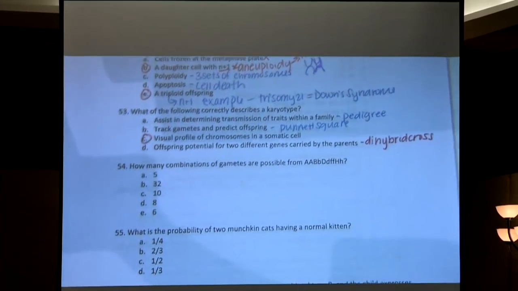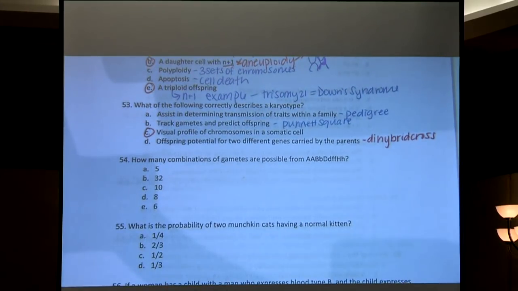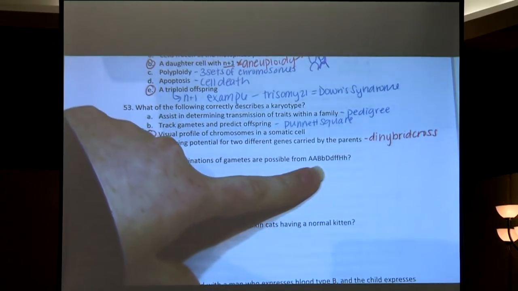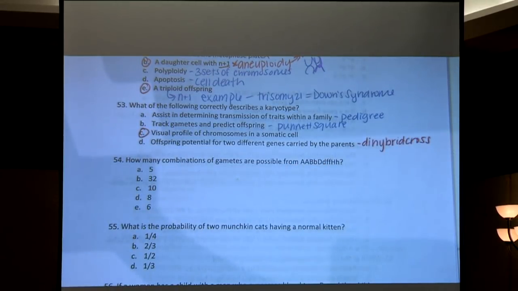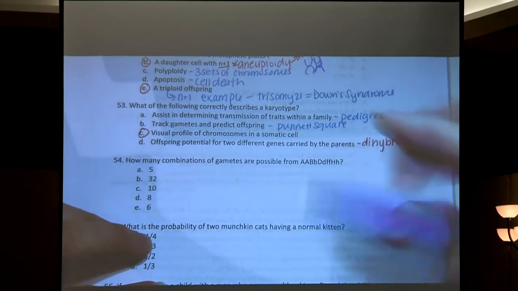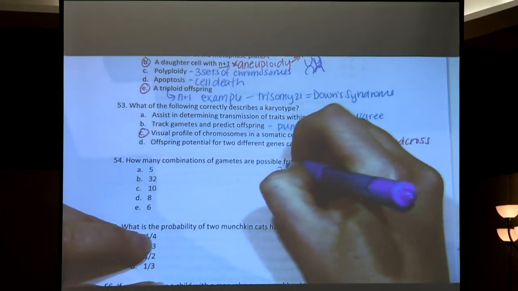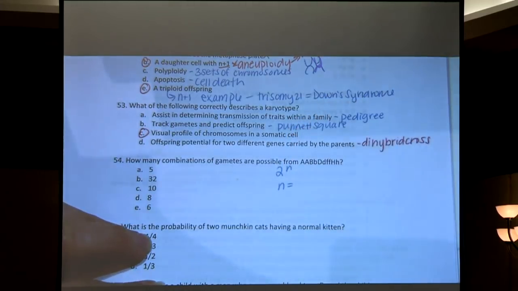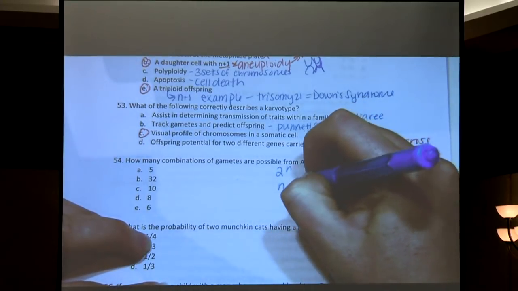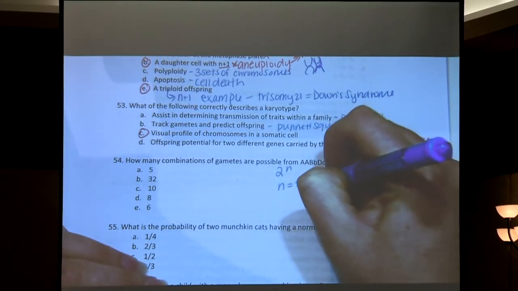Okay. So in terms of combinations of gametes, we have a genotype that's been given to us. How can we determine how many combinations of gametes are possible? What should we use? Good. So we should use our 2 to the n. What is n? Good. So this is our number of heterozygous pairs.